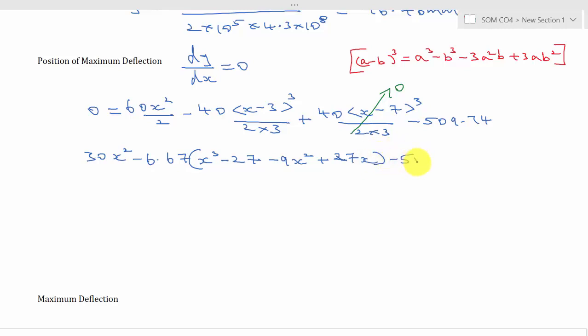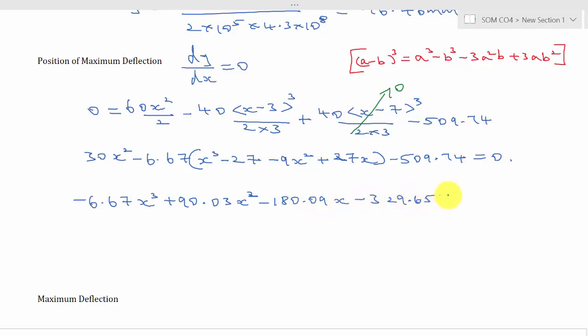Then minus 509.74 is equal to 0. By solving this, I'll get minus 6.67x cube plus 90.03 x square, then minus 180.09 x minus 329.65 is equal to 0. So this will be my final equation.